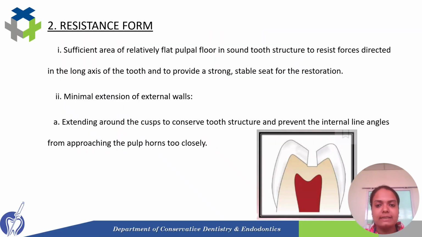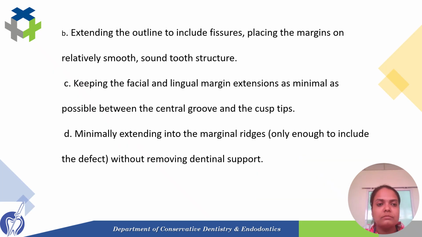The second one is the resistance form. What do you mean by resistance form? It is the form that we give to the cavity preparation so that both the tooth structure and the restoration can resist forces directed in the long axis of the tooth and to provide a strong stable seat for the restoration. It should have minimal extension into the external walls, extending around the cusp to conserve the tooth structure and prevent the internal line angles from approaching the pulp horns too closely.